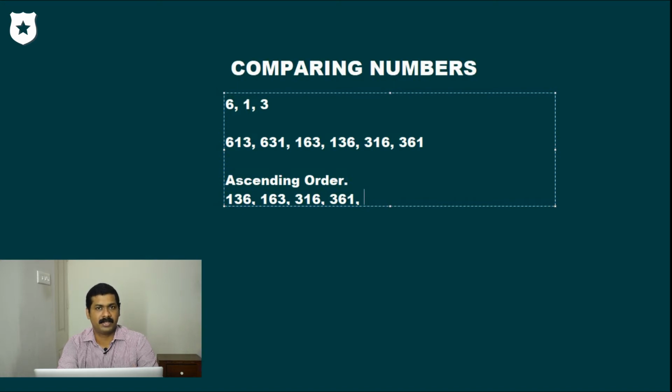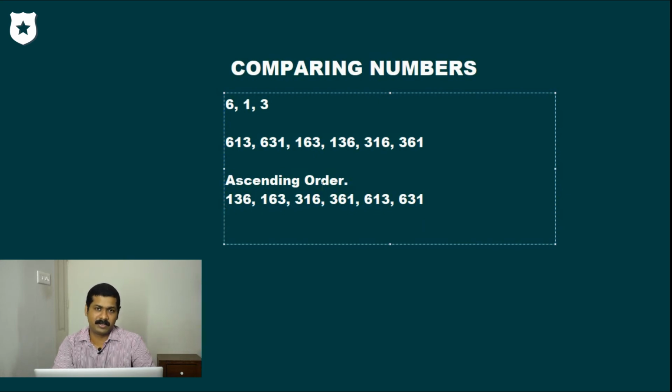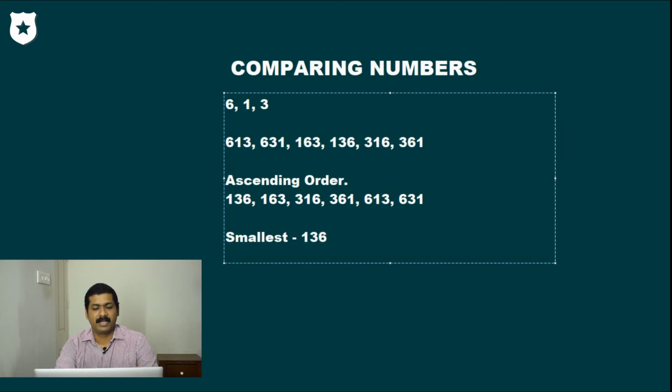So next number is 6. Again we have 2 numbers starting with 6, 631 and 613. So among these, 613 is the smallest number and 631 is the next number. Okay, so what we got is the same numbers in ascending order, right? So now you tell me which is the smallest number. It is 136. Which is the largest number or the greatest number? It is 631. So we got the numbers in ascending order and we got the smallest and the largest number.